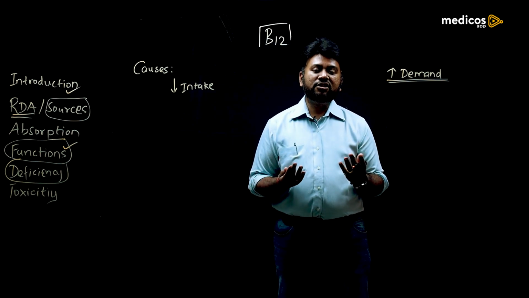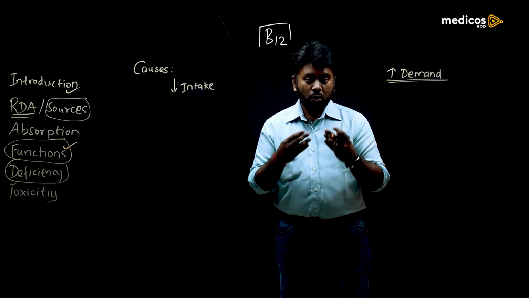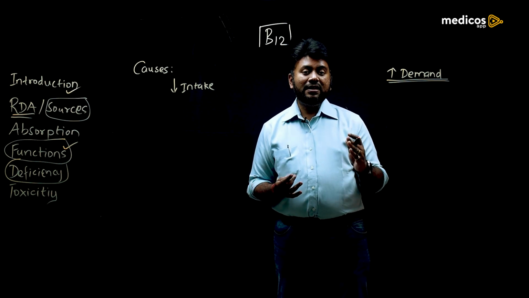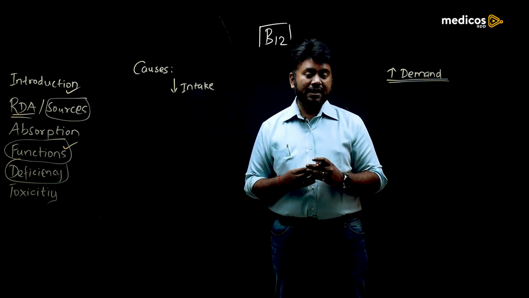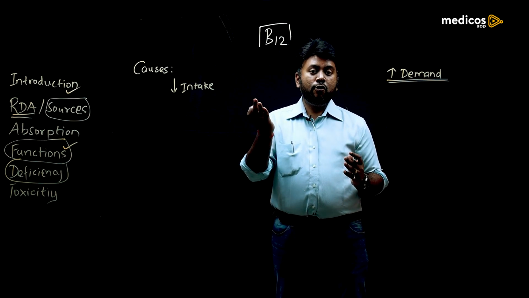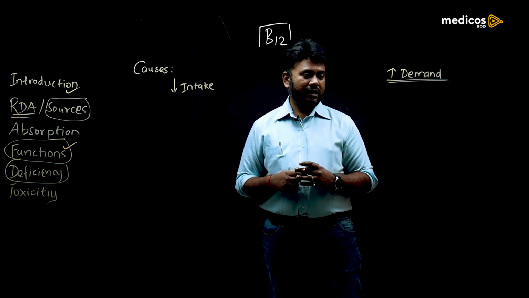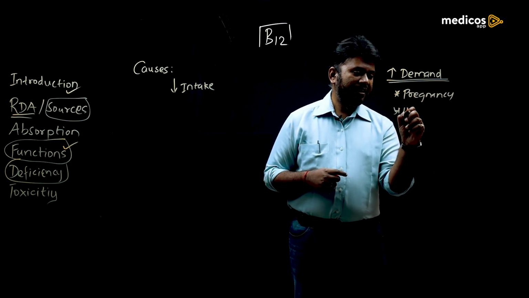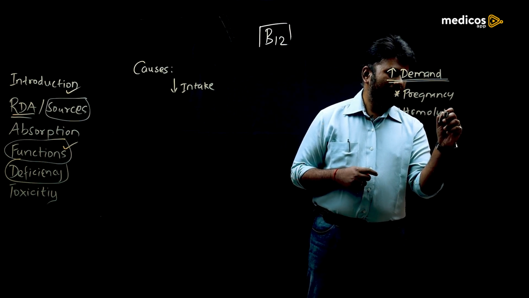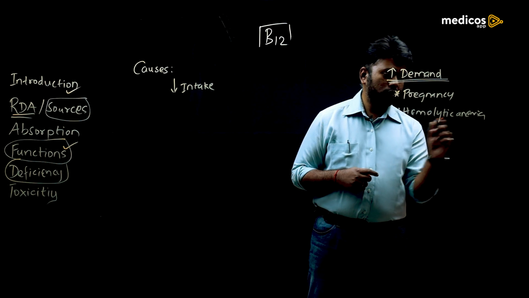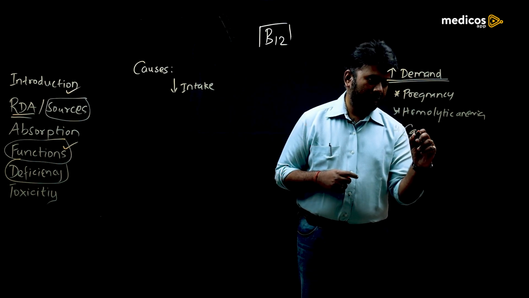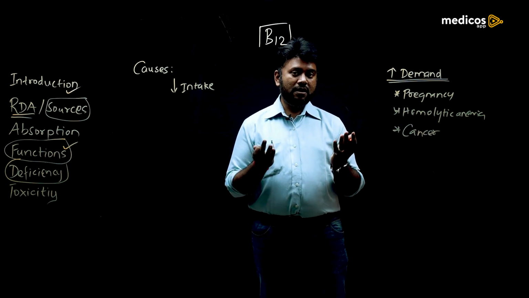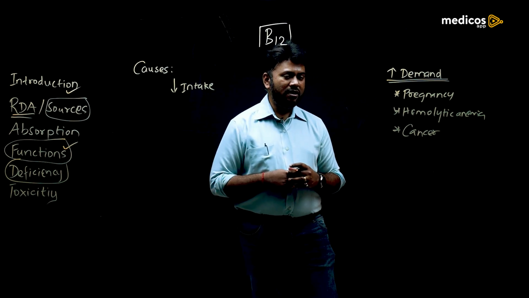So what is the main function of folic acid? It helps in purine and pyrimidine synthesis, which in turn is needed for DNA synthesis, which in turn is needed for cell division. So whenever there is increased cell division or increased cell turnover, parallelly the demand for folic acid as well as the demand for B12 increases. So during pregnancy, in case of any hemolytic anemia where there is excess cell turnover, and also during cancer, where there is increased cell division, all these three conditions increase the demand and lead to vitamin B12 deficiency.